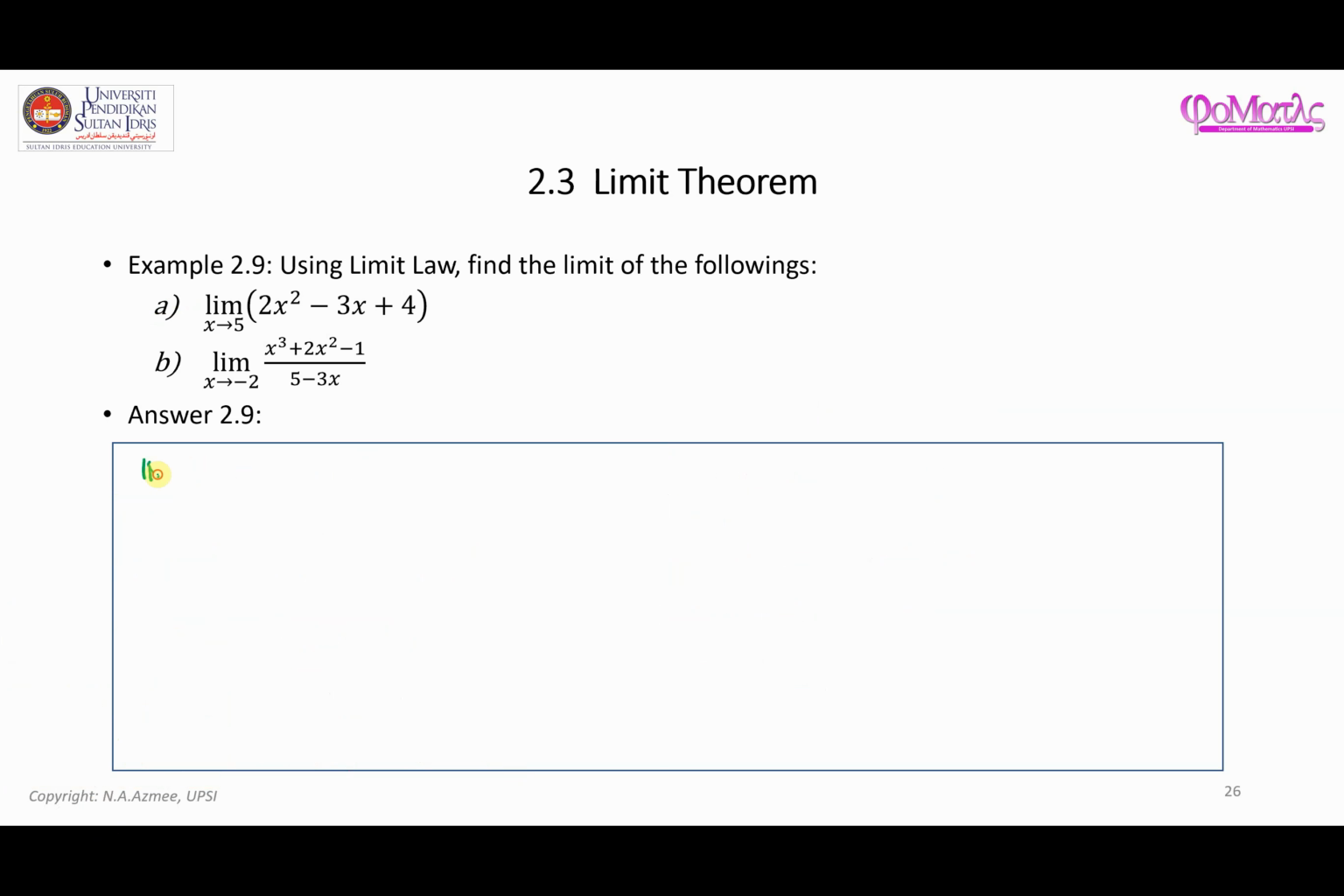So what we have here is we want to find the limiting value of this function when x approaches negative 2. So we have here x cubed plus 2x squared minus 1 over 5 minus 3x. And according to the rule related to the division process, what we can do is we can consider them separately. Limit x approaches -2. Here we have x cubed plus 2x squared minus 1 over limit x approaches -2. And here we have 5 minus 3x.